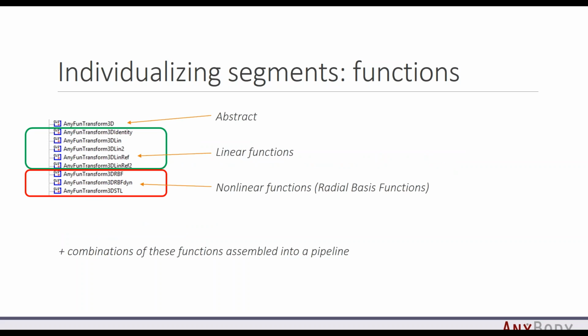This is what we use for subject-specific scaling. We have several classes implemented in the AnyBody Modeling System, where we have a set of linear scaling functions, and we have non-linear functions that are based on radial basis functions. It is also possible to use combinations of all of these, and we can assemble them into a pipeline. I will describe one of the most useful pipelines that I use all the time in a few moments.